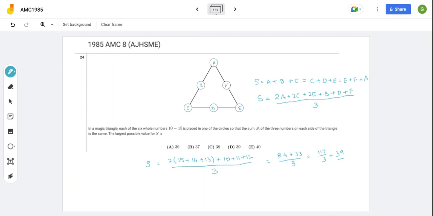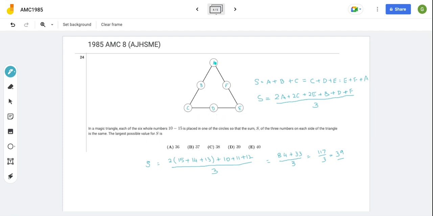Question 24. In a magic triangle, each of the 6 whole numbers 10 to 15 is placed in one of the circles so that the sum S of the 3 numbers on each side of the triangle is the same. Find the largest possible value for S. So we have to find the largest possible value of S.